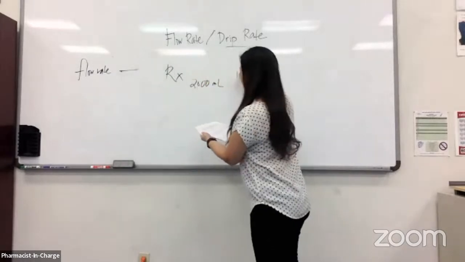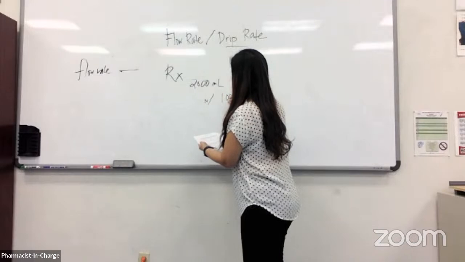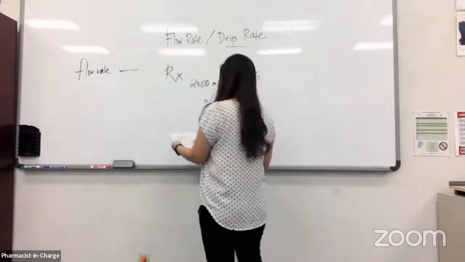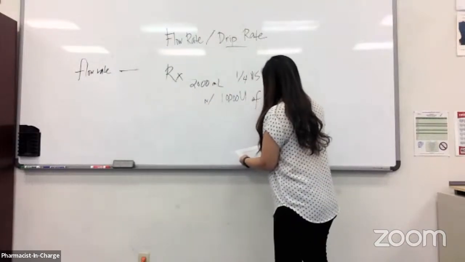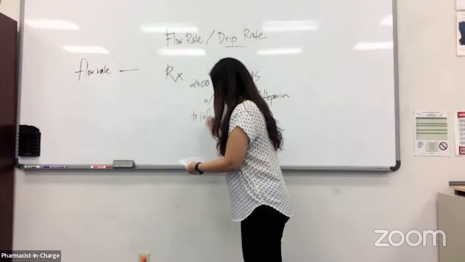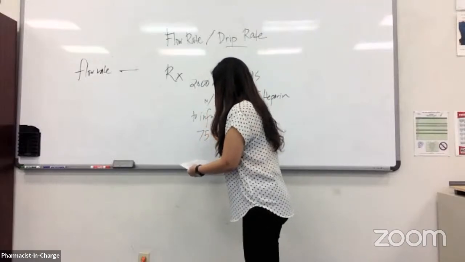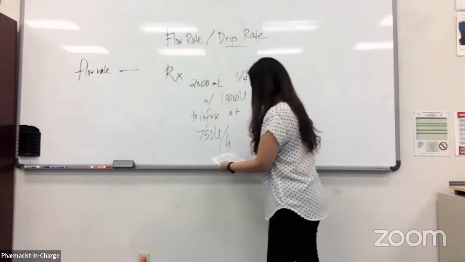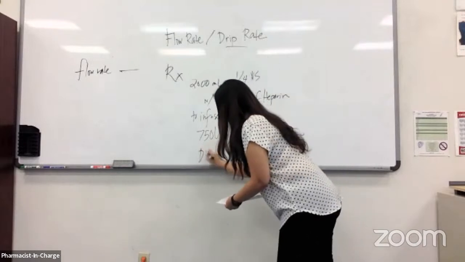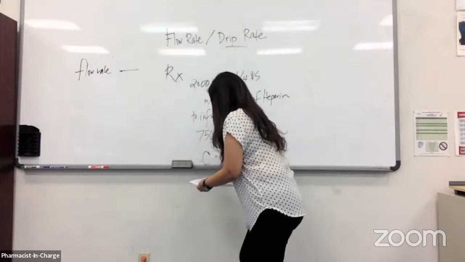Order 2,000 ml of a quarter normal saline with 10,000 units heparin. What did I say about heparin? It can't be oral because gastric acid destroys it, at 750 units per hour, okay? And then the drop factor constant is 20 drops per milliliter.